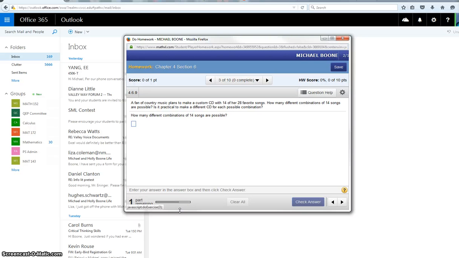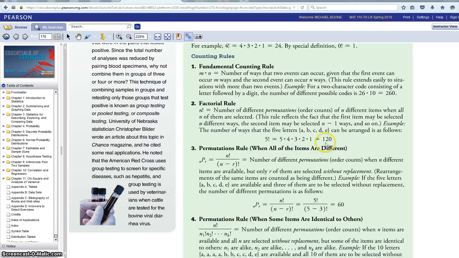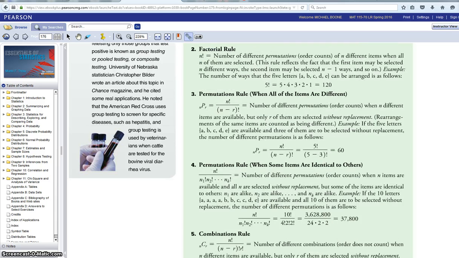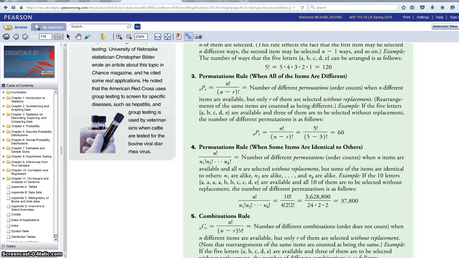Alright, so section 6 is dealing with how many arrangements we can have of things. The text provides us with some basic counting rules. It talks about the factorial symbol and how it means we're looking at the product of the numbers as they decrease. We also have these permutations and combinations.